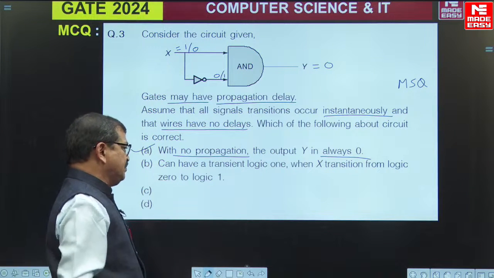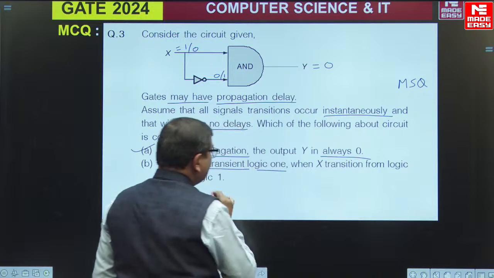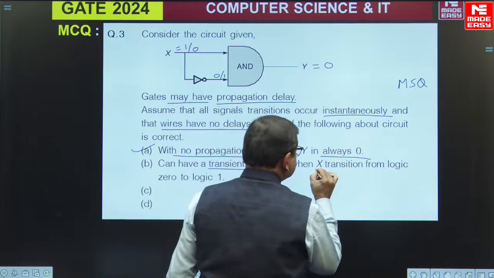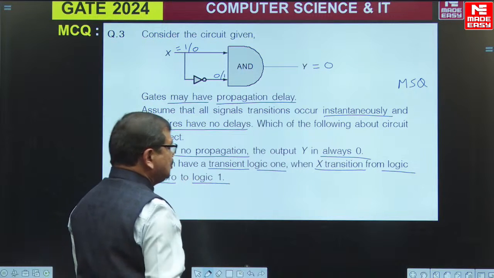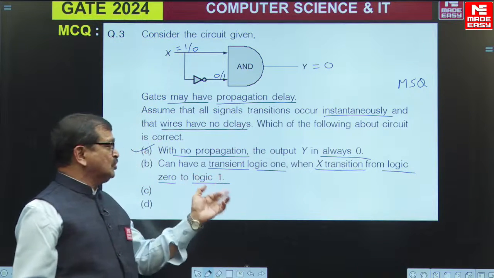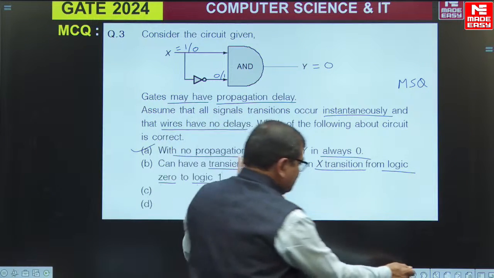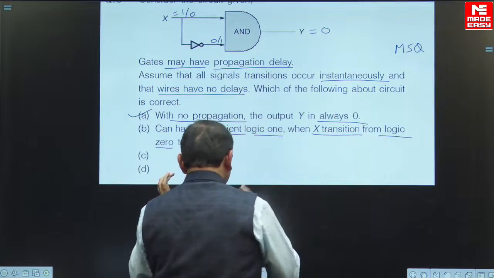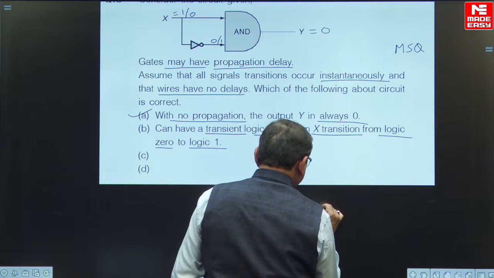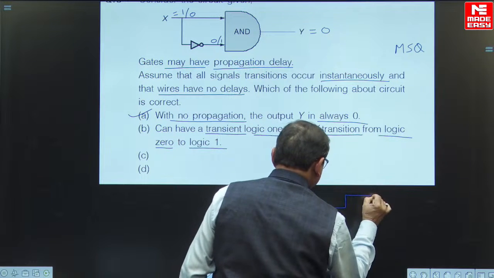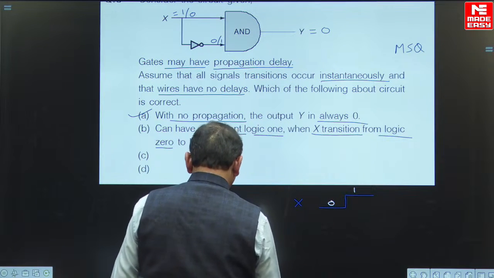Coming to option B: it can have a transient logic 1 when X transitions from logic 0 to logic 1. Whenever X changes from logic 0 to logic 1, the output may be 1. That is what is mentioned. So we need to think about it properly. Whenever X changes from logic 0 to logic 1, we look at the Y value.